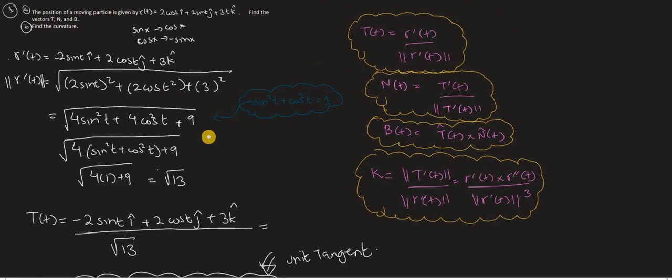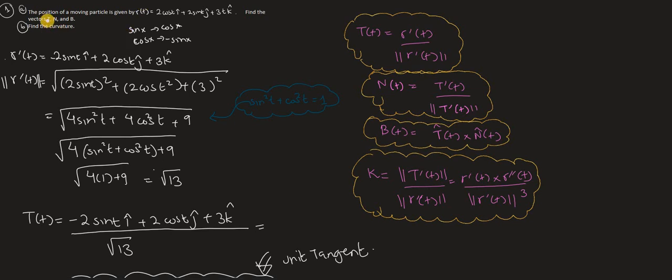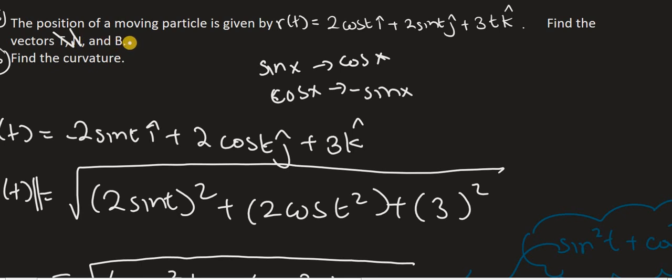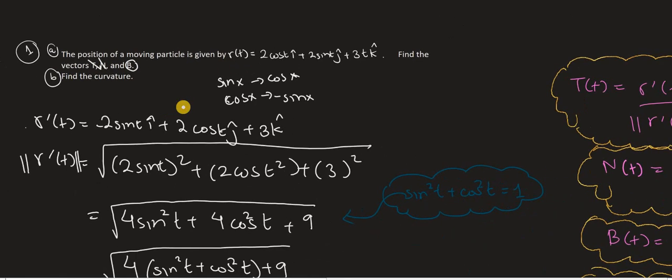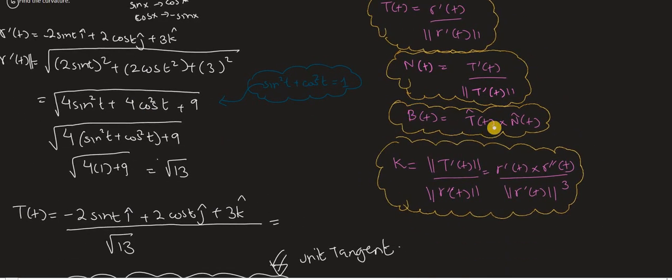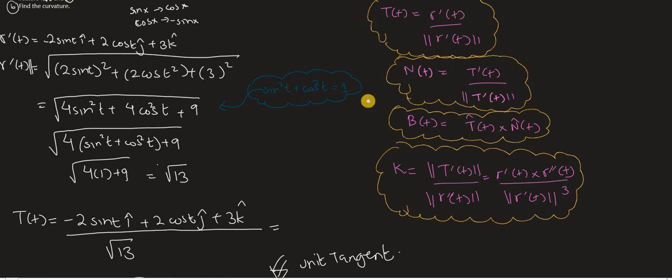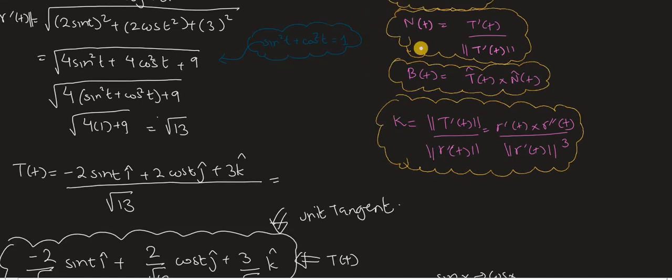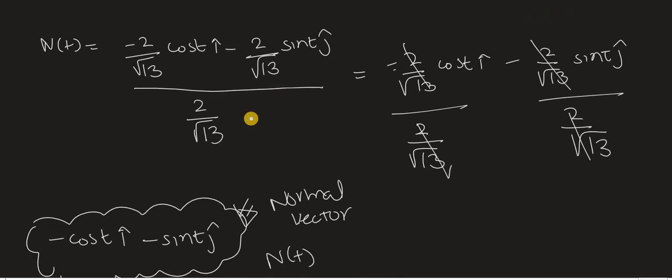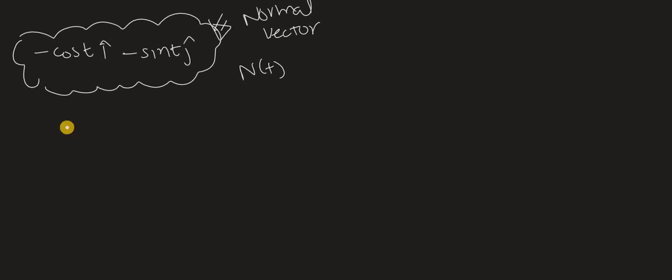All right. So what are we looking for now? We have got the tangent vector, we have got the normal vector. Now we're going to calculate the binormal vector. The equation to find the binormal vector is to cross product the tangent vector and the normal vector. We just calculated the tangent vector and the normal vector. Now let's find the cross product of these two so we can get the binormal vector.